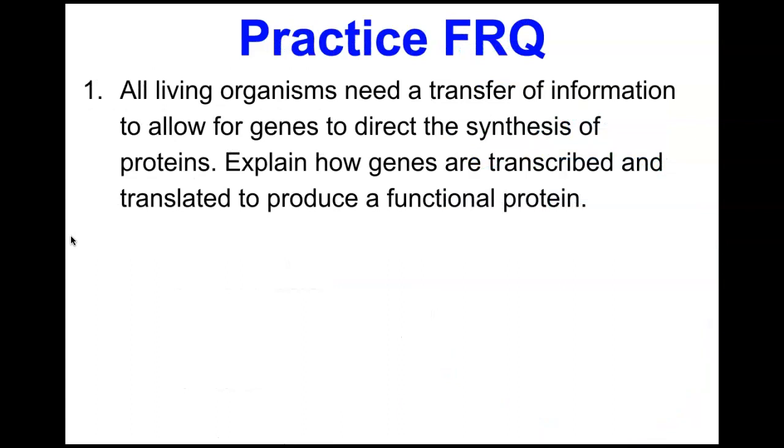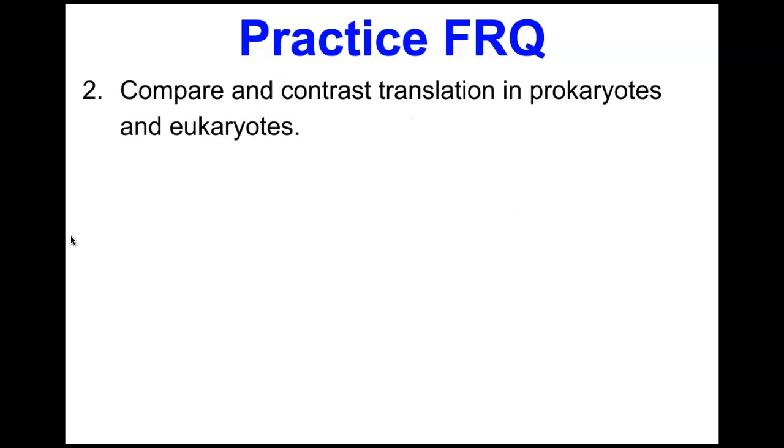All right, so closing up, we have a practice FRQ. All living organisms need a transfer of information to allow for genes to direct the synthesis of proteins. Explain how genes are transcribed and translated to produce a functional protein. So that's question number one I want you to think about and then answer in your notes. And then question number two, compare and contrast translation in prokaryotes and eukaryotes.